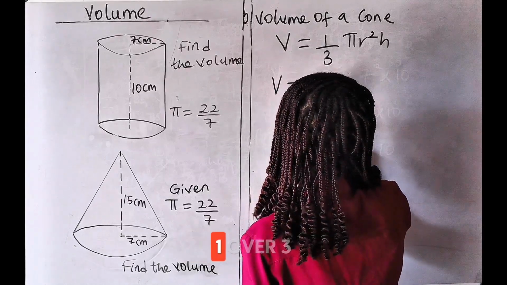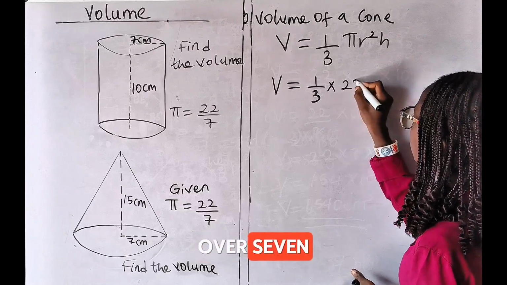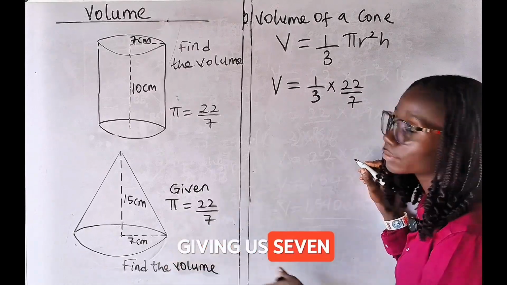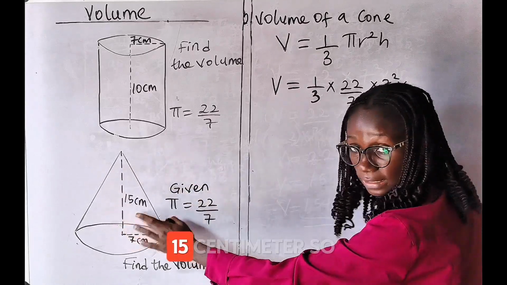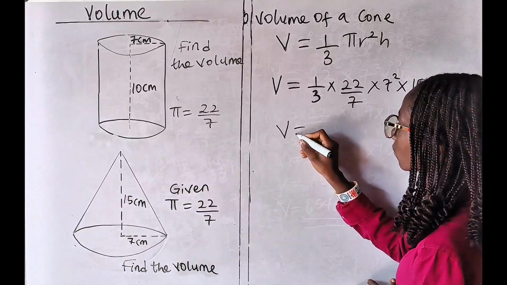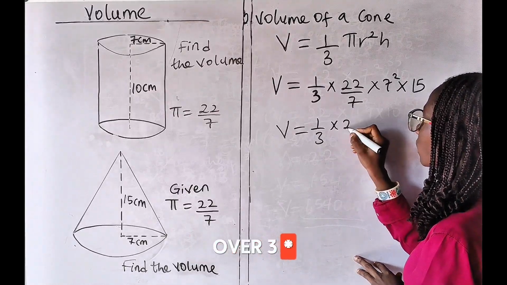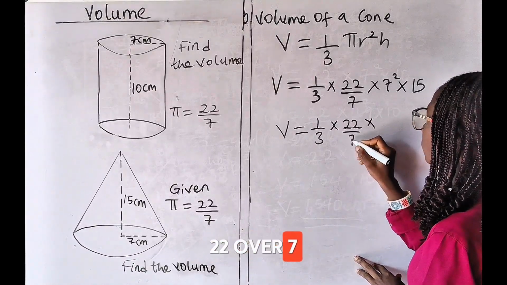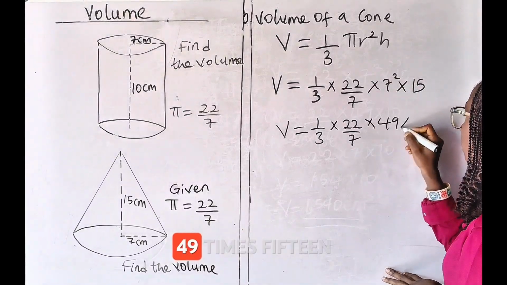V is equals to 1/3 multiplied by 22/7. Our radius is giving us 7, so we write 7 square. What is the height? The height here is giving us what? 15 centimeter. So that's 15. So what do we have? 1/3 times 22/7 times 7 square is simply 7 times 7, which is 49 times 15.